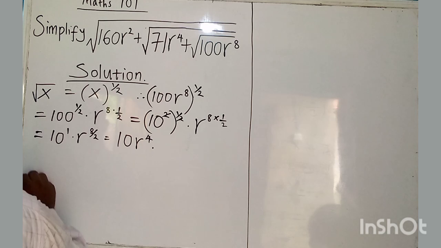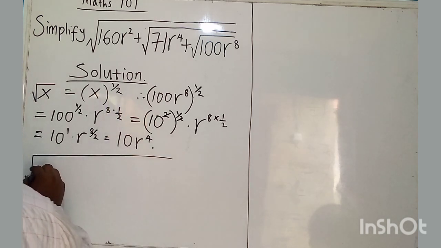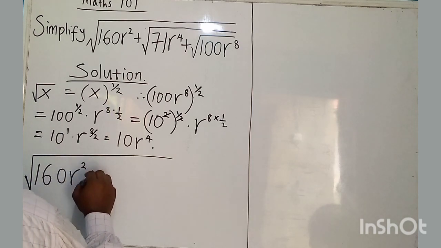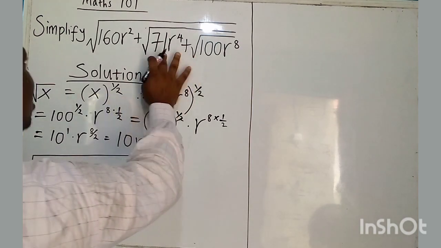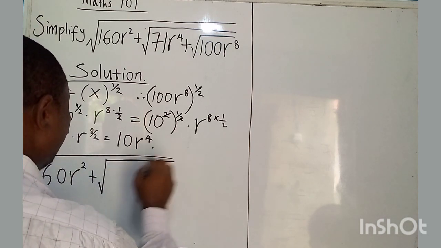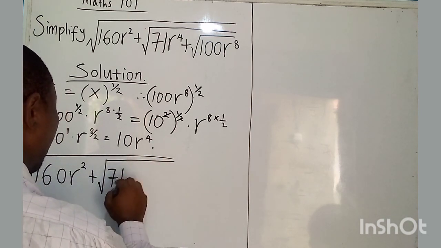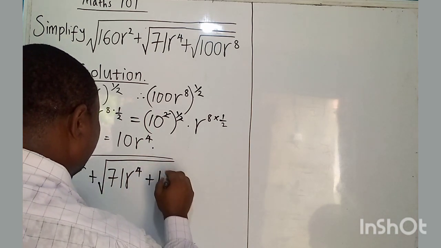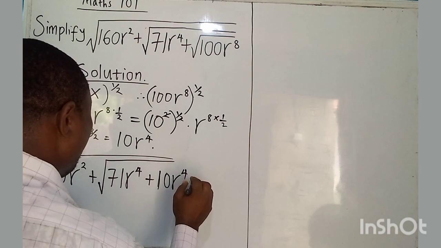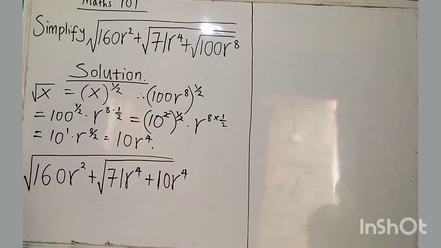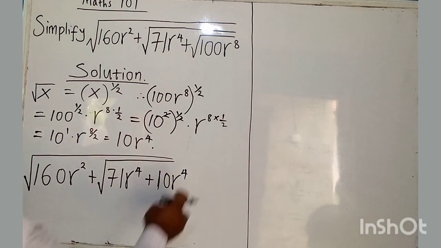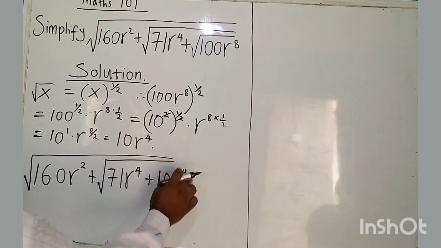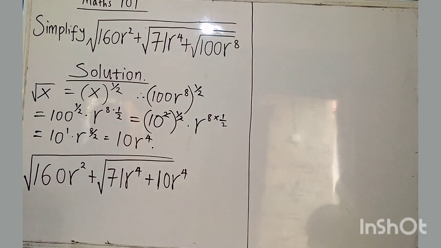Therefore, the question simplified is something like this. It becomes 160 x to the power of 2 plus. Now, since these two terms are now under the same square root, I'm going to write it as 71 x to the power of 4 plus 10 x to the power of 4. Now, simplifying further, both of them have the same x to the power of 4. Therefore, I can add them together.